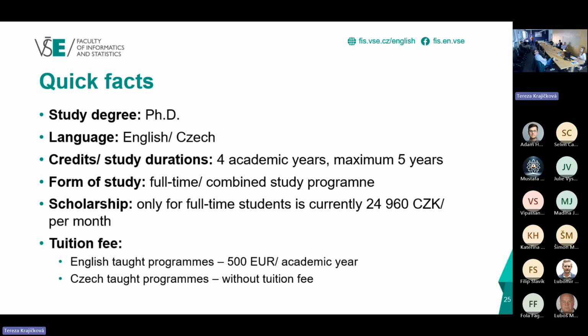The study degree is PhD. You can study, as you know, in English or Czech language. English taught programs are paid, for €500 per academic year. Czech taught programs are without tuition fee. Standard duration of study is 4 academic years, but the maximum is 5 years.